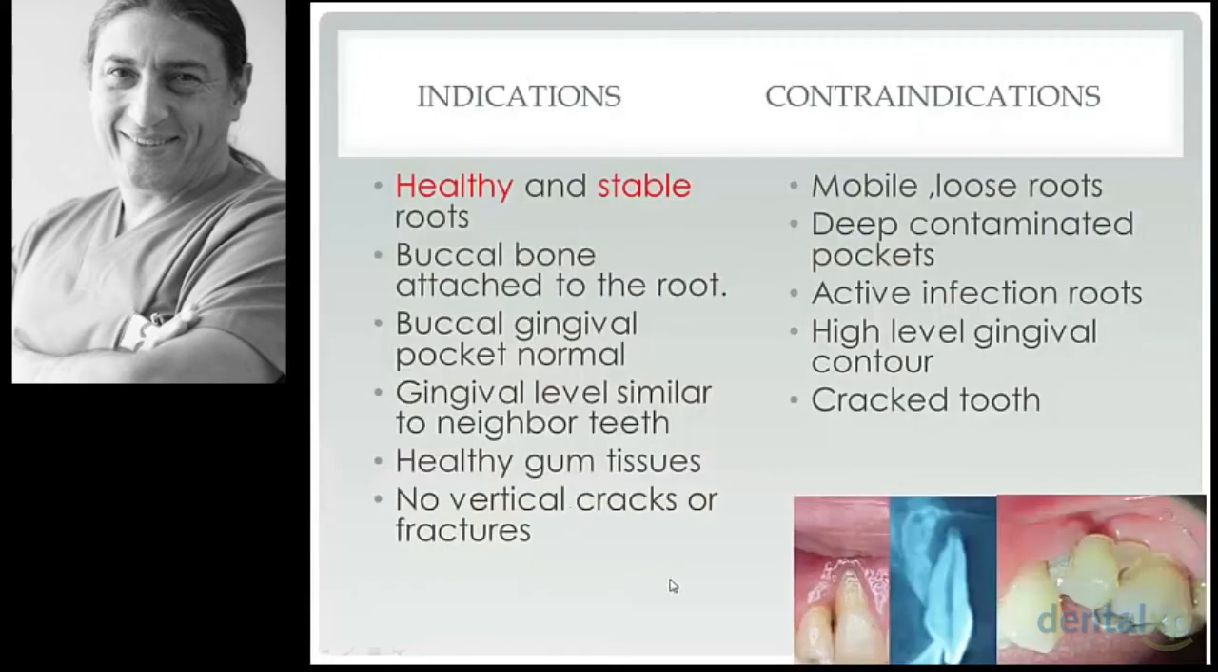So, how do we do the indications? We have to have healthy and stable roots. Buccal bone attached to the root because the shield is to maintain the buccal bone. Buccal gingival pocket normal. Gingival level similar to the neighbor teeth. We are not going to do a socket shield in cases like this. Healthy gum tissues and no vertical cracks or fractures of the teeth. Contraindications, almost just the opposite: mobile and loose roots, deep contaminated pockets, active infection, high-level gingival contour, and cracked tooth.